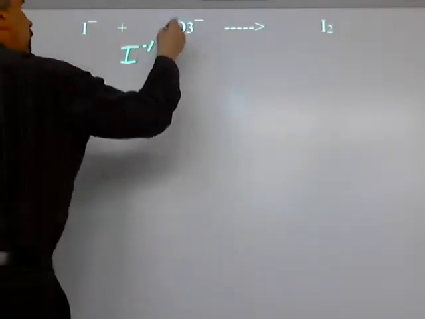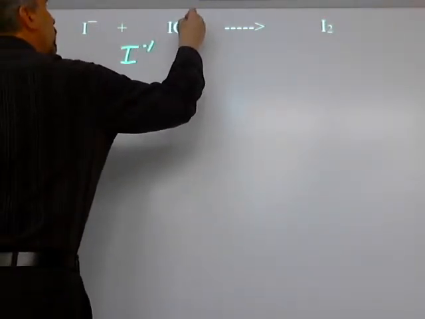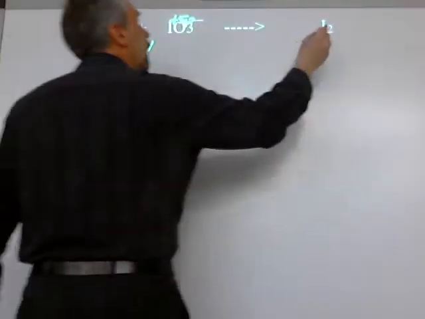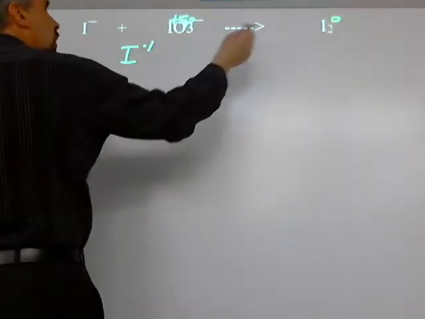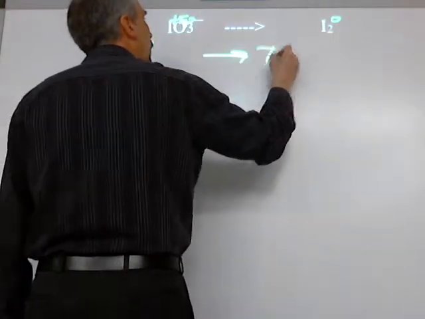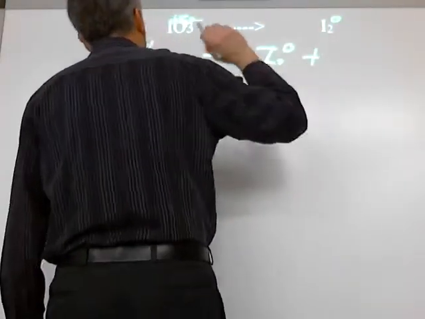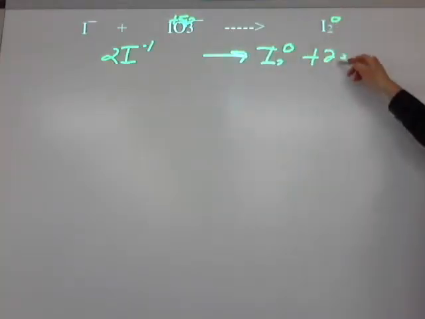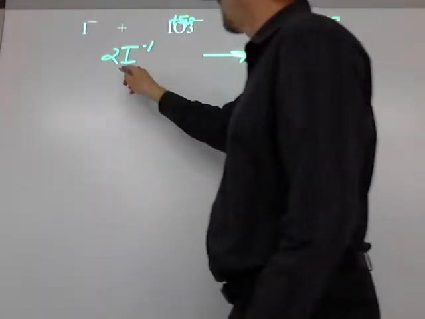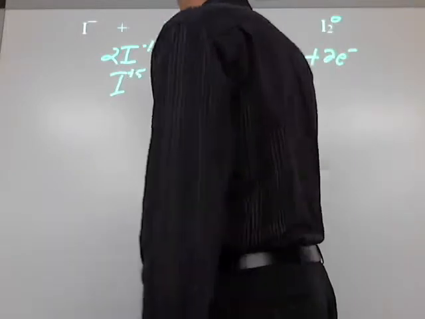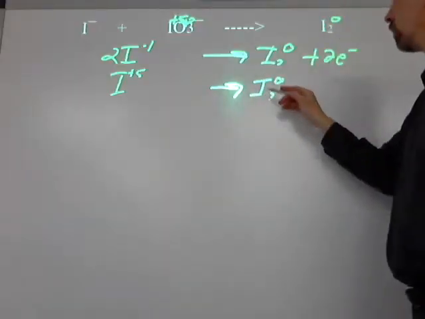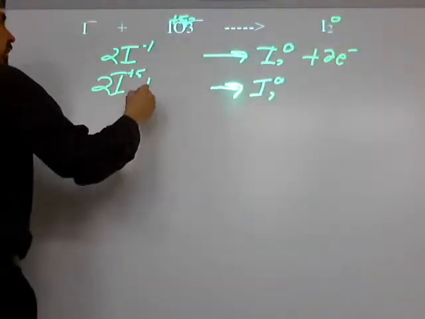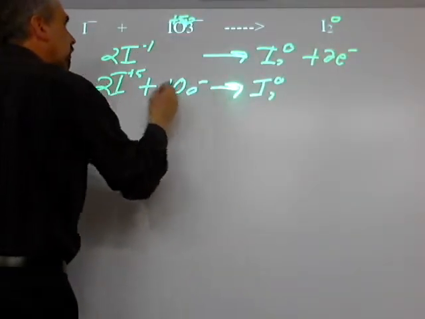I with a -1. Oh, by the way, O with -2 makes it plus what, 5? Yep. And 0. I with a -1 goes to I2 with the 0 charge, and we've got to balance it for mass, so that takes 2 electrons. I with the plus 5 goes to I2 with the 0 charge, and balancing it for mass will take 10 electrons.